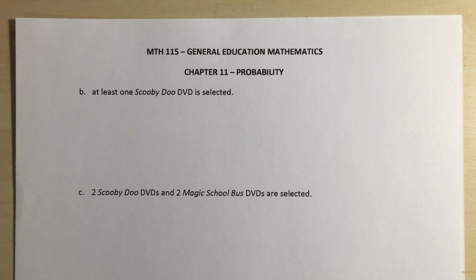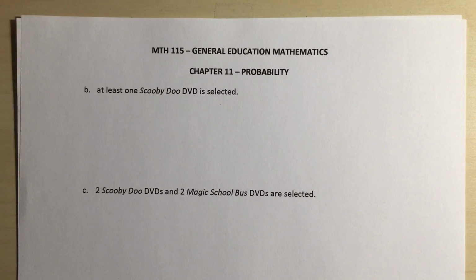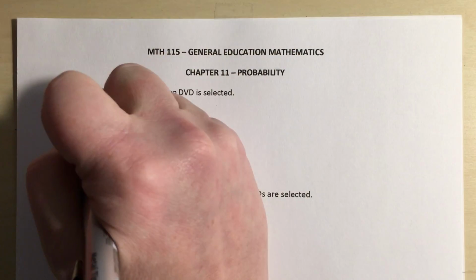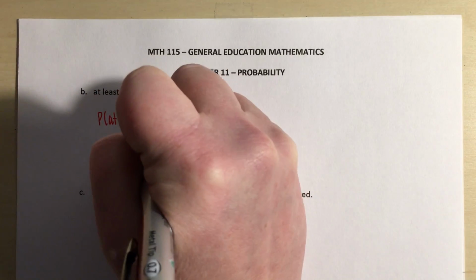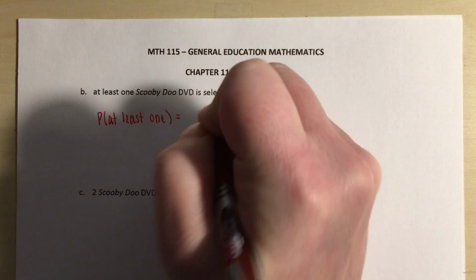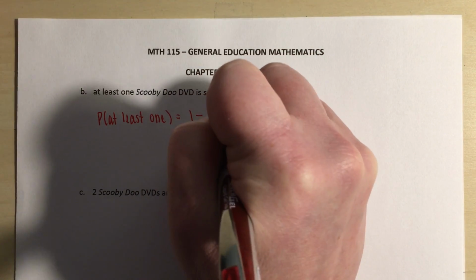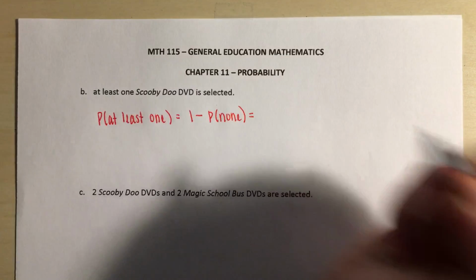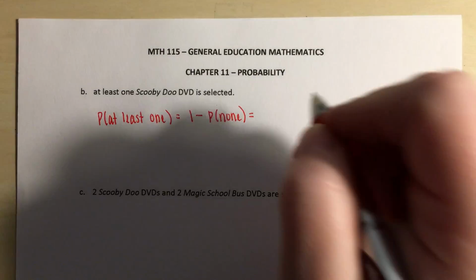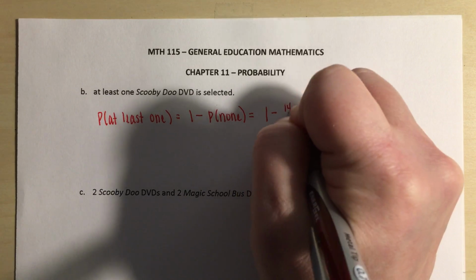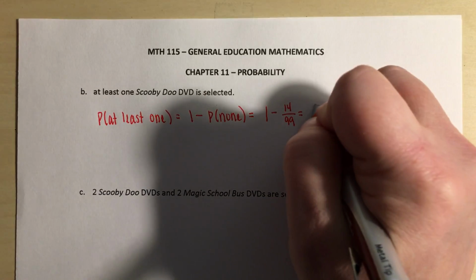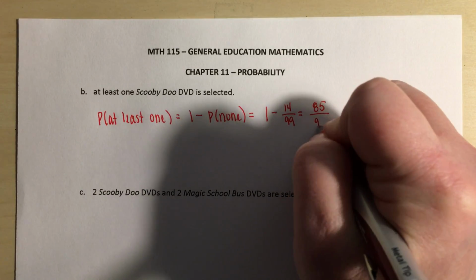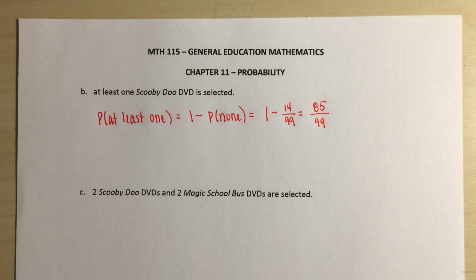All right, so what is the probability that at least one Scooby-Doo DVD is selected? Remember, whenever we see the probability of at least one, we are using our complement. So we are going to do 1 minus our probability of none. Our probability of none we just found in part A. So 1 minus 14 over 99. We subtract, we get 85 out of 99. So the probability that at least one Scooby-Doo DVD is selected is 85 out of 99.